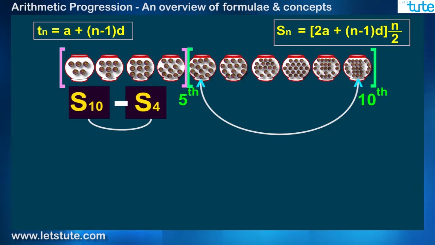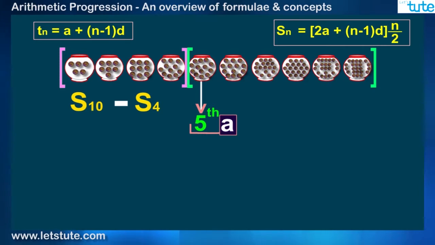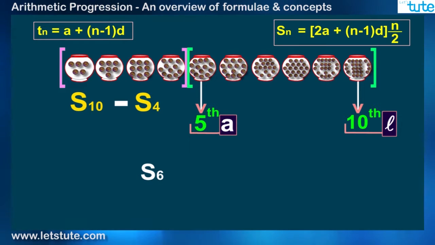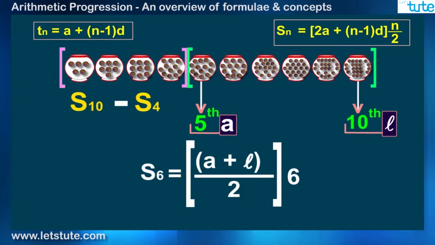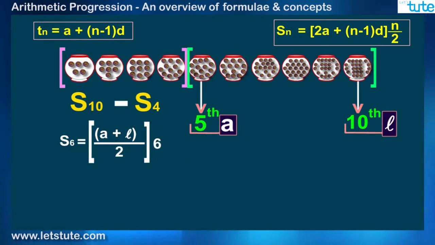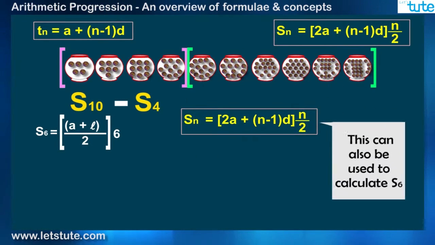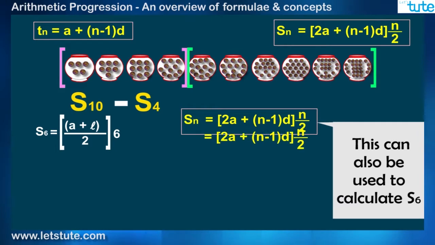There is one more way by which you can solve this. First find the 5th term and then the 10th term, which is actually the last term of the range. Then we have S6, which is equal to (a plus L) upon 2 into 6. Now this is the average of the first and the last term multiplied by the number of terms. This formula is derived from the original formula only, which you can watch in our previous sessions.